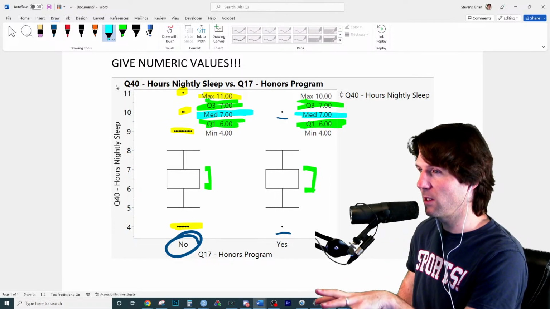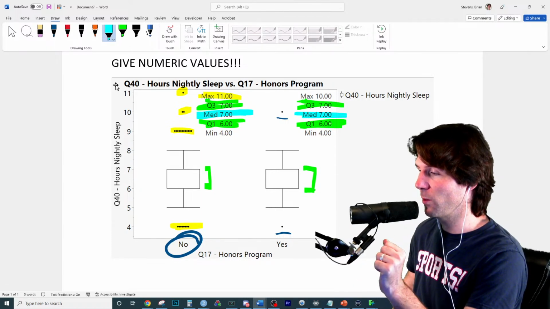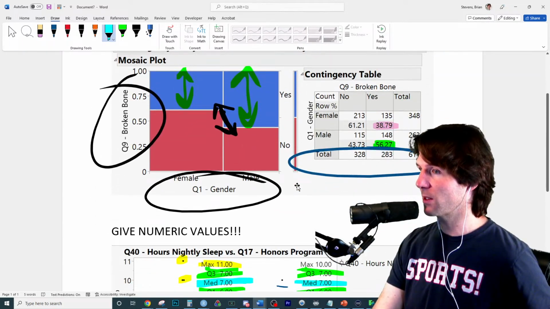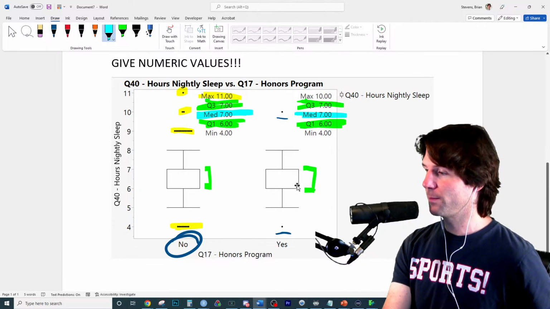But does that make sense on these visualization assignments? Hopefully everyone's good on those. We just did both of them right here. We did side-by-side box plots and we did mosaic plots. How are we doing on those? Looking good?